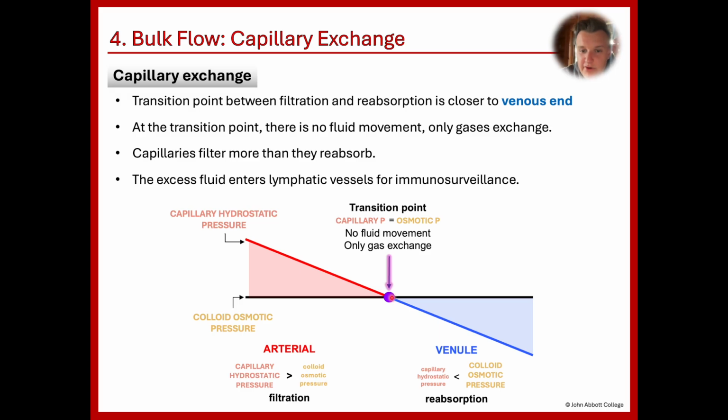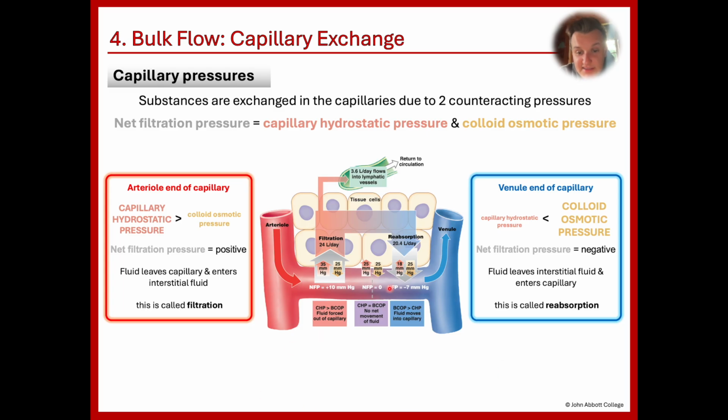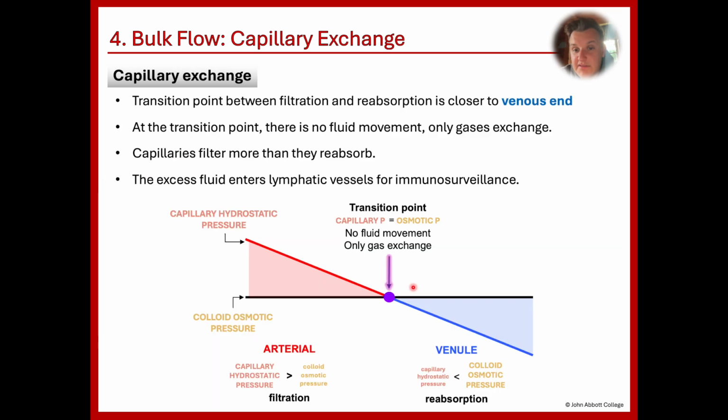And then, over here at the venous end, you see that actually the colloid osmotic pressure is bigger than the capillary hydrostatic pressure all along here, and it just gets worse as you go further. So this is where the colloid osmotic pressure wins, right? This arrow, 25, beats this arrow of 18. And so fluid moves back into the capillaries at this point, right?